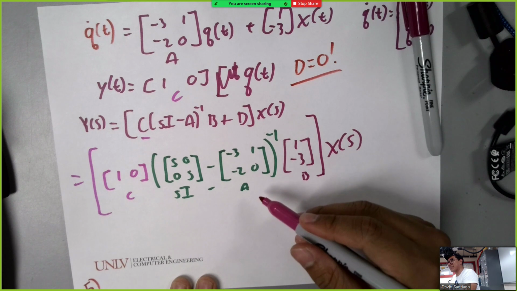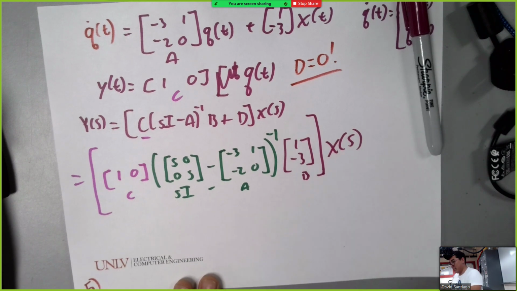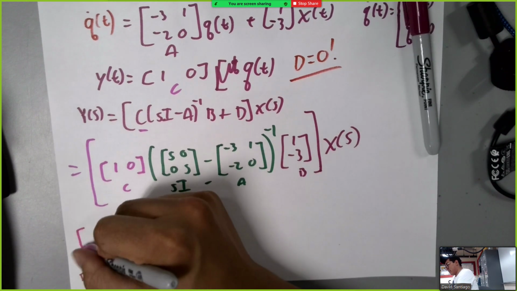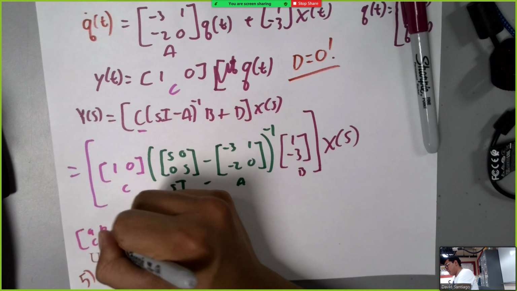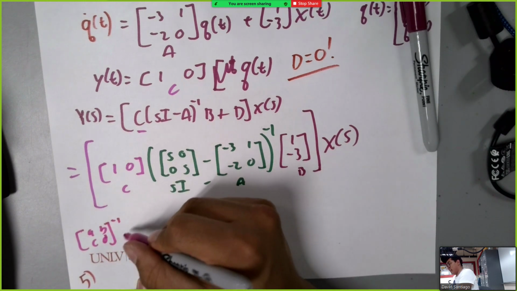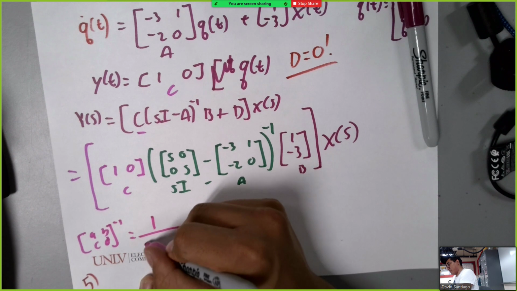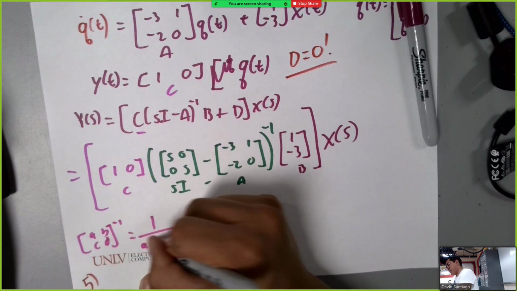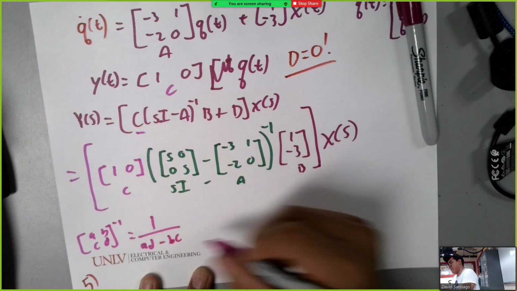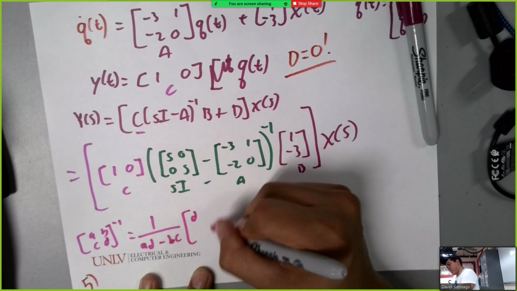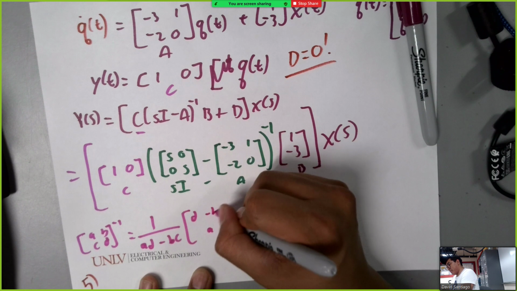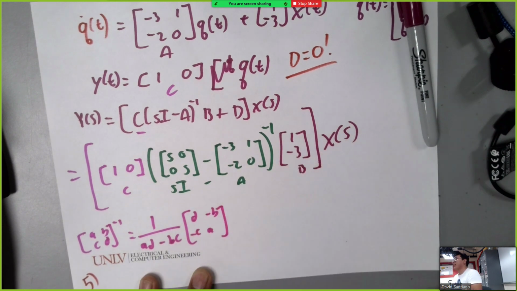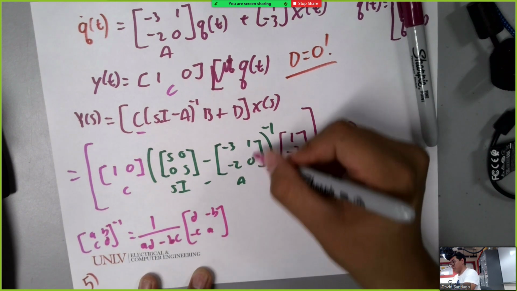So the first thing is there's an identity I give you, and the identity is if you have the matrix A, B, C, D, its inverse is equal to 1 divided by (A D minus B C), times the matrix D, minus B, minus C, A. Okay?